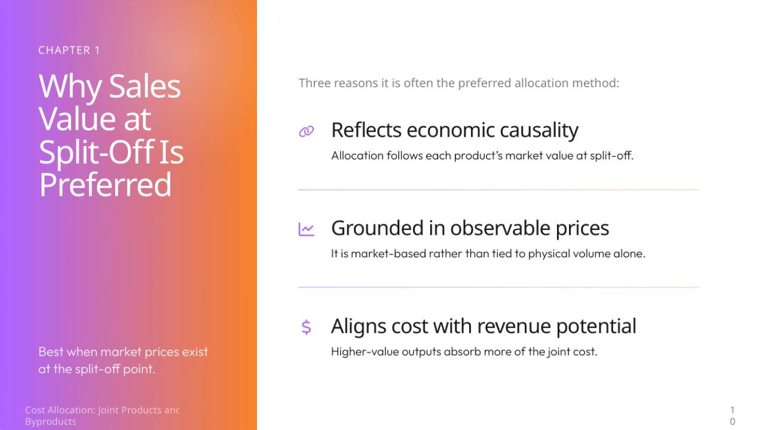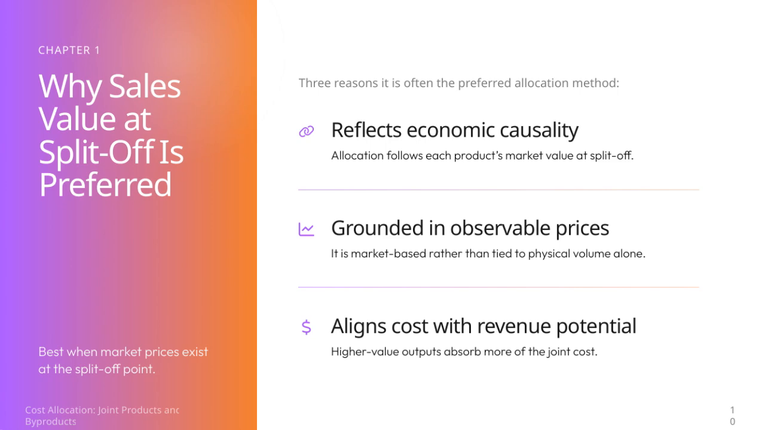First, it reflects economic causality by linking costs to the product's market values right at the split-off stage. This means the allocation is based on real, observable prices, rather than just physical volume or guesswork. Second, because it is market-based, it more accurately assigns joint costs according to the revenue potential of each product. Higher value outputs are allocated a larger share of the joint costs, which aligns expenses with the benefits those products bring in. Overall, using the sales value at split-off ensures a fair and economically sensible distribution of costs among joint products.